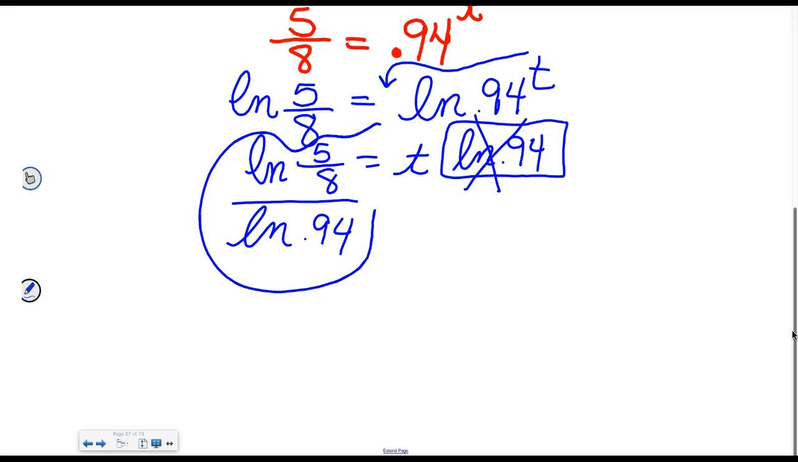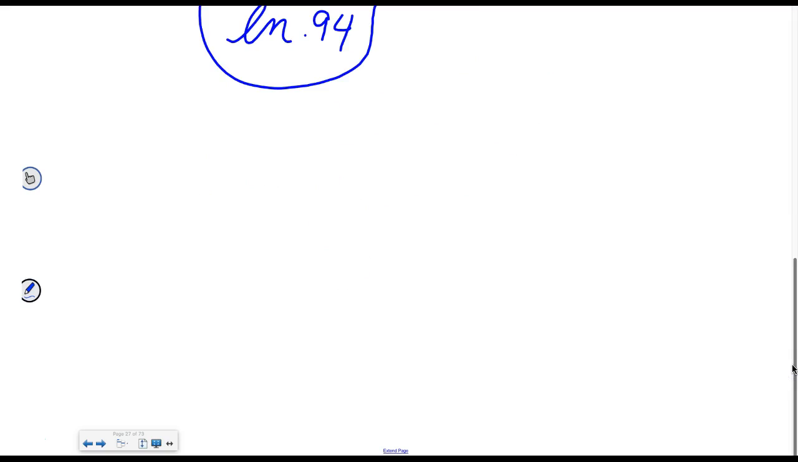Anyway, you would go to your calculator and divide by what was in the way of the t, which was ln 0.94. I don't have a calculator on me, so you'll have to wrap that up, and it doesn't say what to round to, it just says in how many years, so I think we'll have to round up for that if we need to have full years.